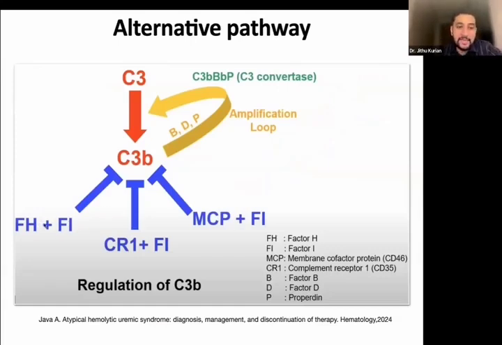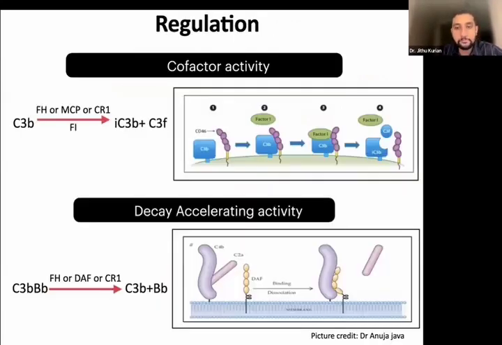So factor I is an inhibitor factor, which along with cofactors like factor H, CR1, and MCP will inhibit C3b, whereas factors B, D, and P are the amplifying loop, causing more C3b production. So this is how the activation is inhibited.